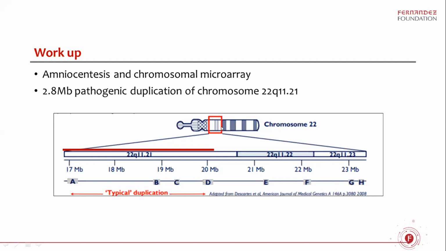If you look into this chromosome 22q11.21, it again has 3 regions, 21, 22 and 23. Out of these 3 regions in this band of 22q11, the 22q11.21 is the typical region mostly reported. This usually ranges from 1 MB to 3 MB, and this fetus had a 2.8 MB duplication.